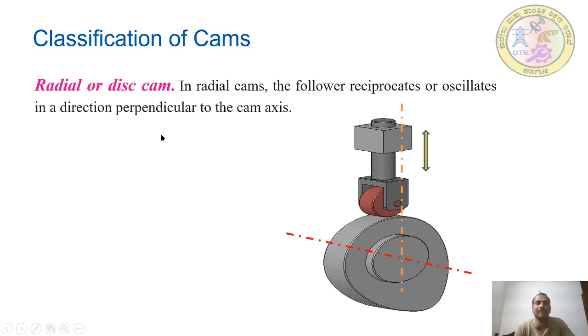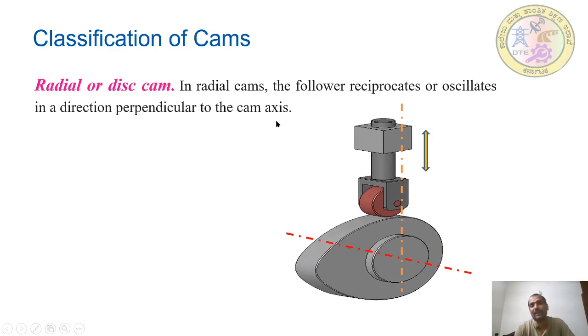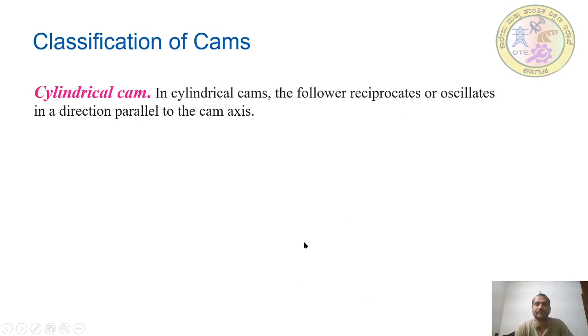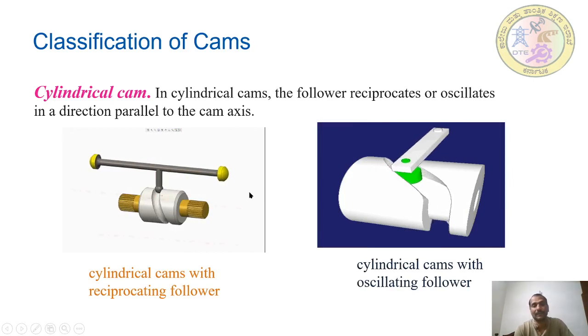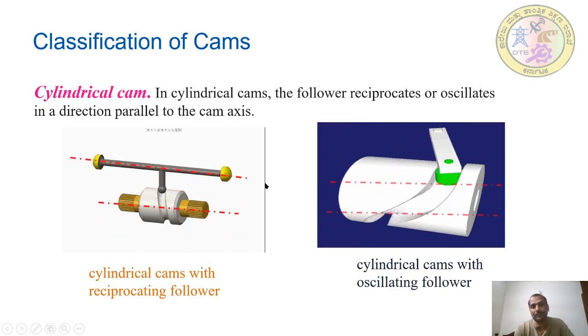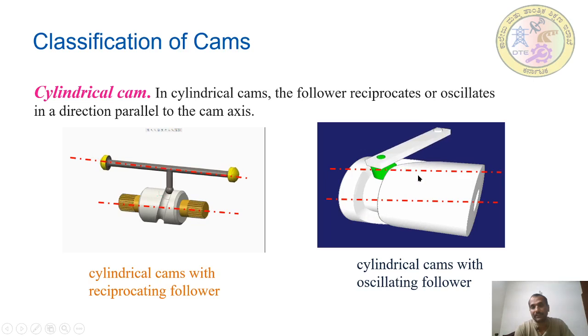Classification of cam. We have two types of cam, radial cam or disc cam, and cylindrical cam. In radial cams, the follower reciprocates or oscillates in a direction perpendicular to cam axis. In cylindrical cam, the follower reciprocates or oscillates in a direction parallel to the cam axis.